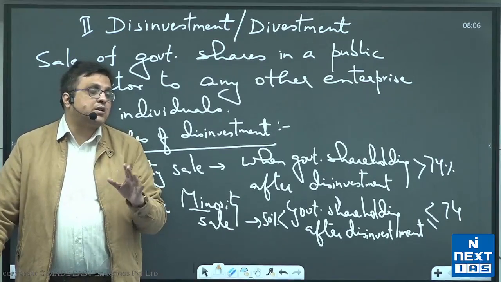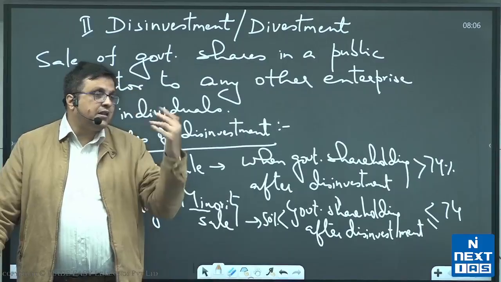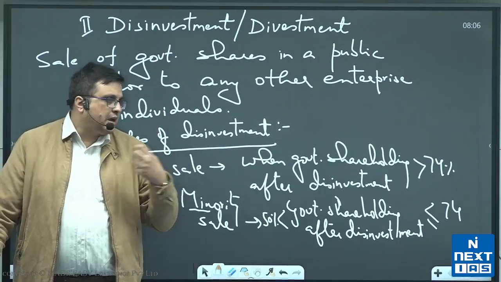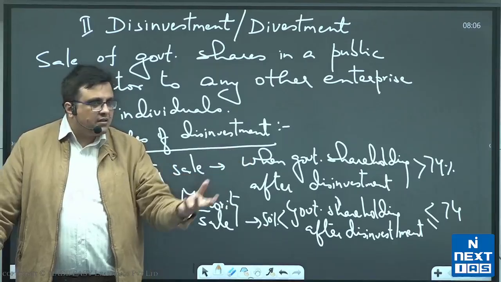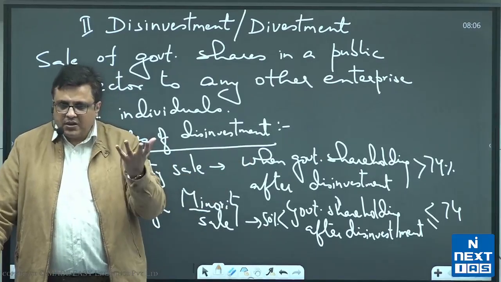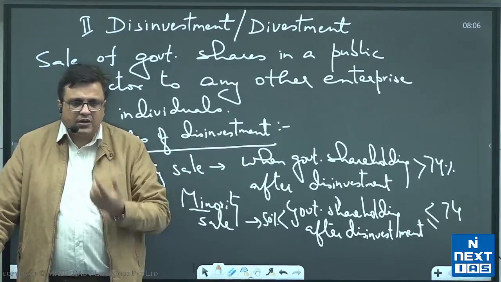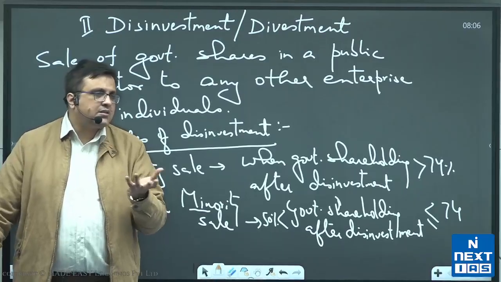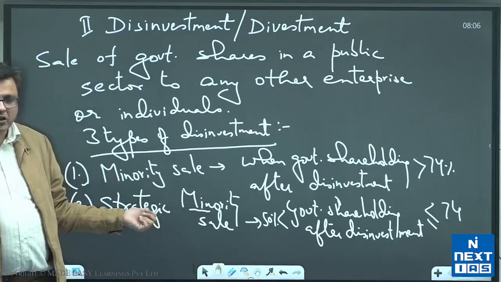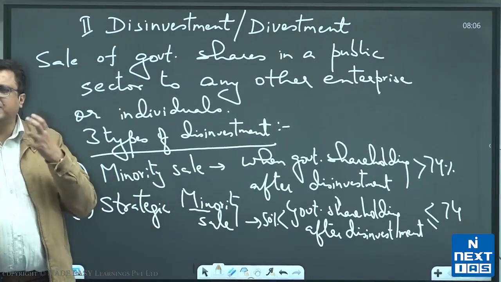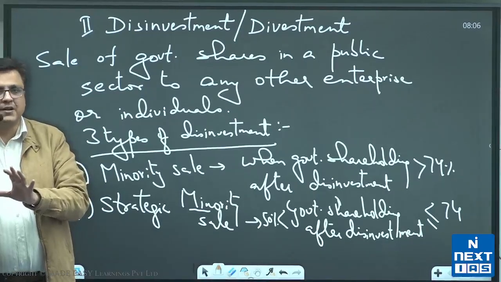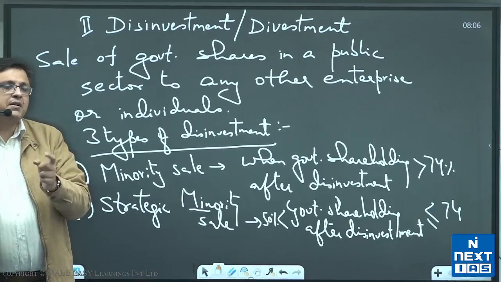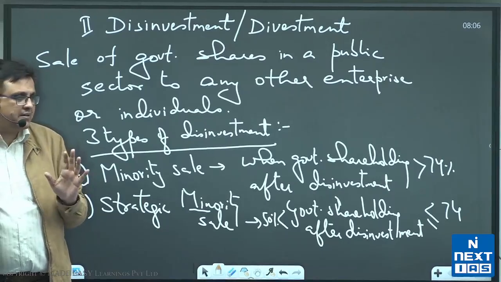Sometimes it is also to make sure that you create wealth for common people. Suppose I buy a public sector company share, you buy a public sector company share, and it's rising in value. It's rising in value means the wealth I am holding is also rising. So all these are strategic minority sale. All right, the government will have a strategy, but they will still keep the company as a public sector. So they do a minority sale, but now with a strategy in their mind.